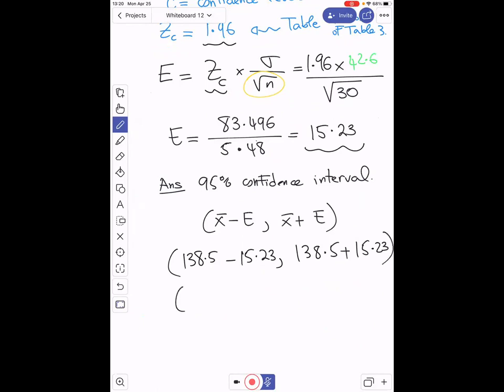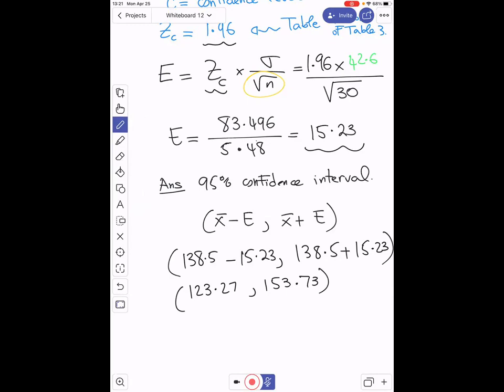Right, so the interval is the 95% confidence interval. So it will be 123.27. And the other side, it's 153.73. Right, and that's the answer.